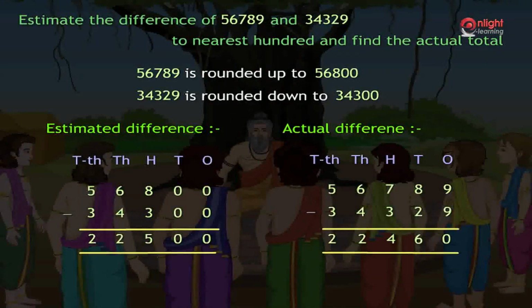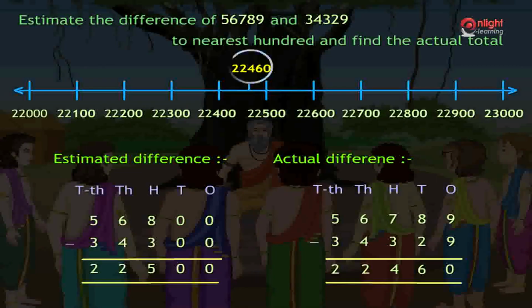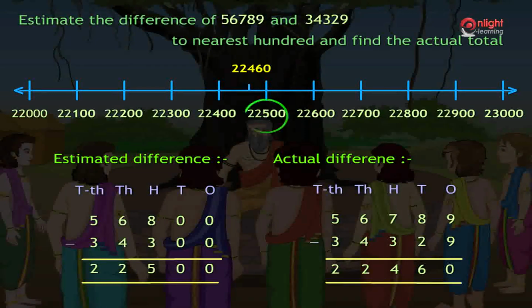Hence, the actual difference we get is 22,460. The estimated difference was 22,500. Now, when we round off 22,460 to nearest 100, we get 22,500, which is the same as the estimated difference.